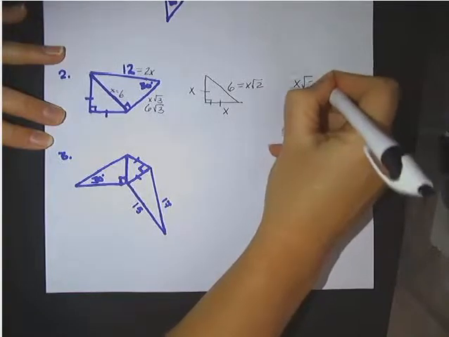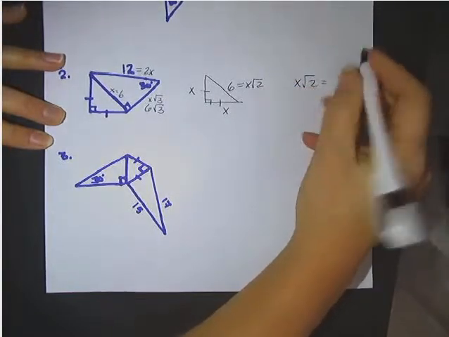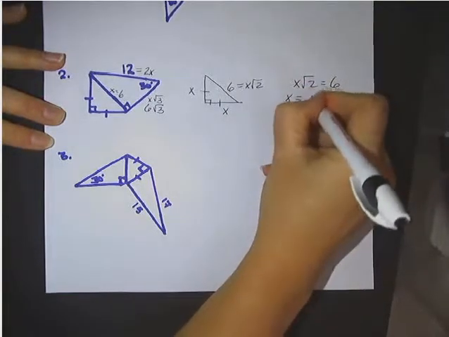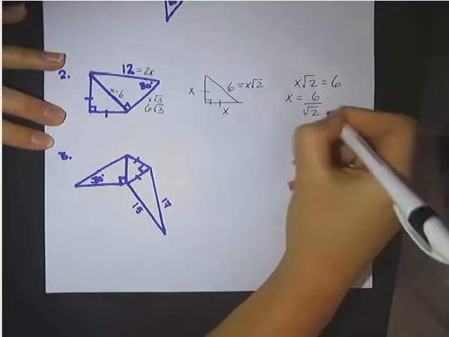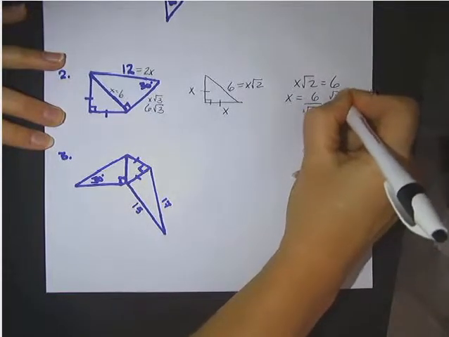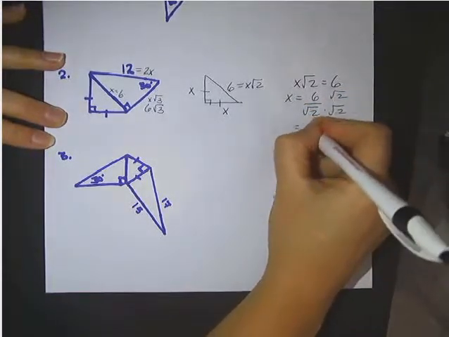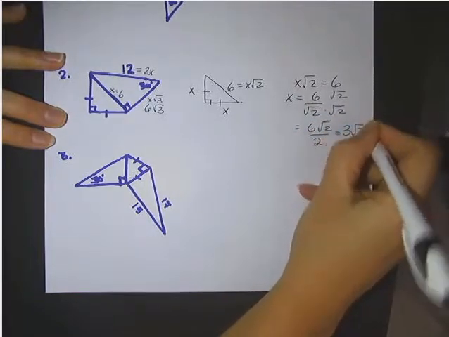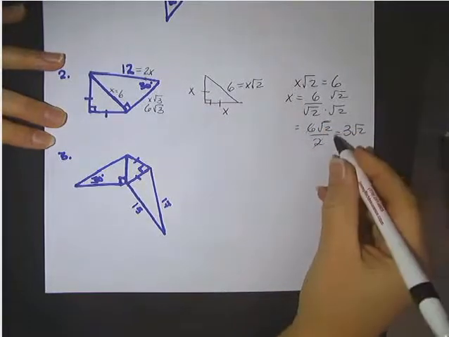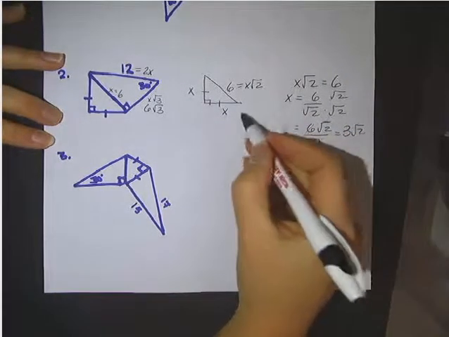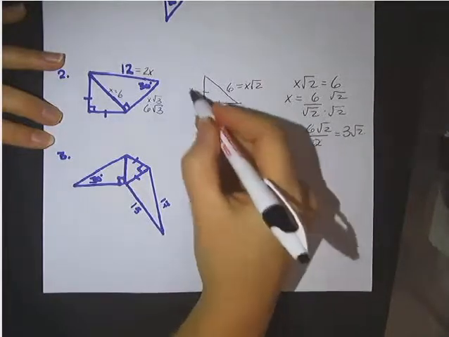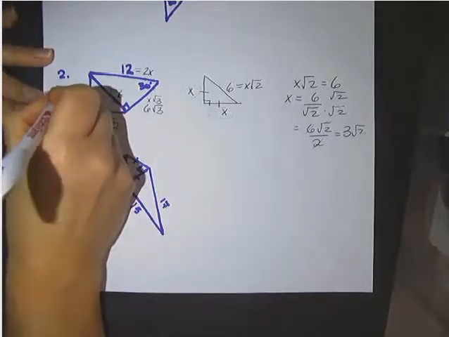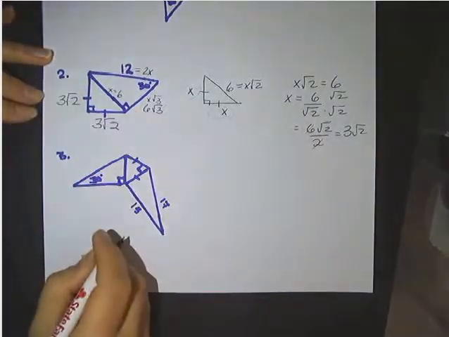The shortcut is to divide by root 2 and rationalize. So we divide by root 2. x equals 6 over root 2. We rationalize. And we get 6 root 2 over 2 equals 3 root 2. Let me simplify these two here. So 3 root 2, what have we found? We have found x, and x are the equal legs in that isosceles right triangle. So make sure you pay attention to what you found and write it in.